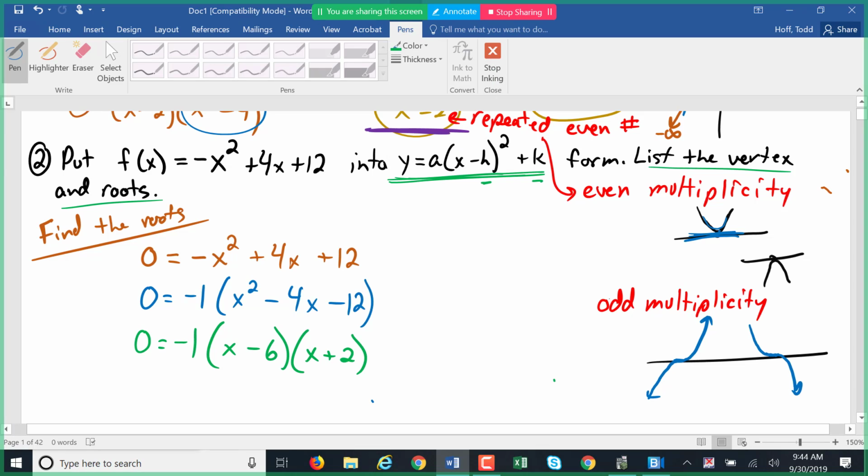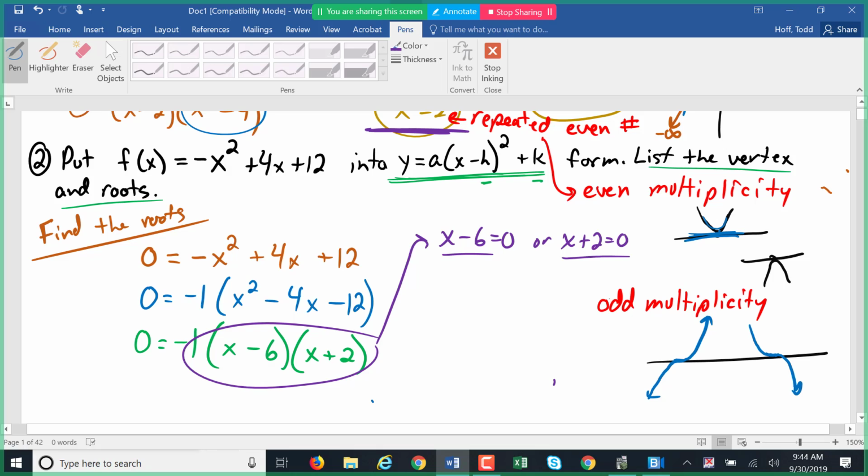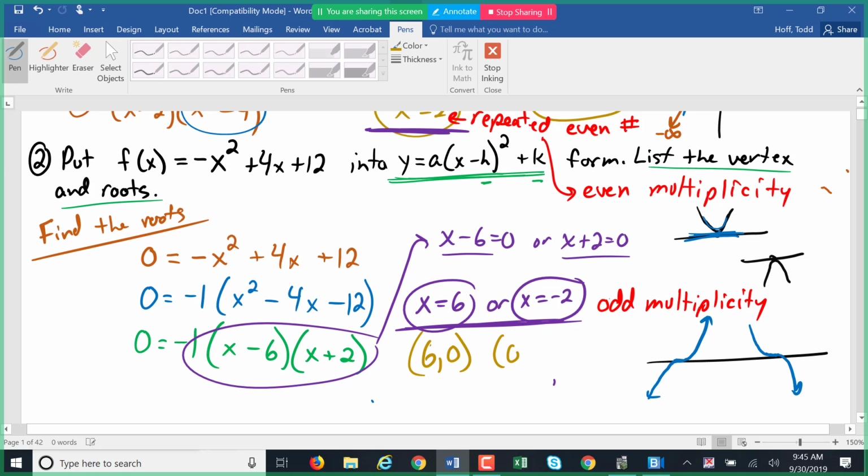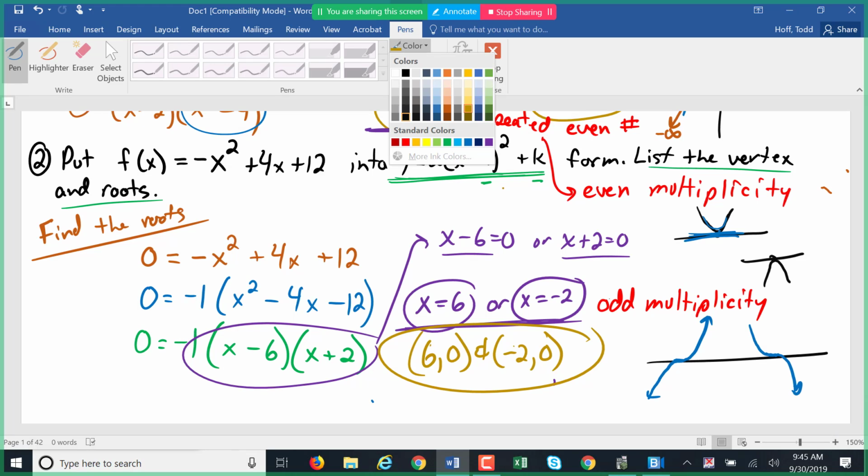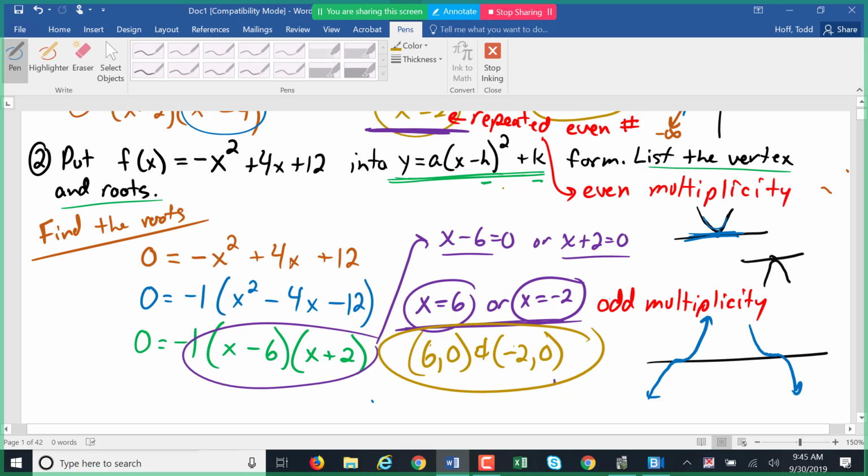So giving us factors, I'll put them up here. Either x minus 6 is 0 or x plus 2 equals 0. Now I'm just going to assume you can solve those. You can add 6 and subtract 2 to get our roots of x equals 6 or x equals negative 2. So those are the roots of that equation. If I wanted to be technical, I could write them out as (6, 0) and (-2, 0) as my roots. Okay, let's put it in graphing form now so that we can find that vertex.